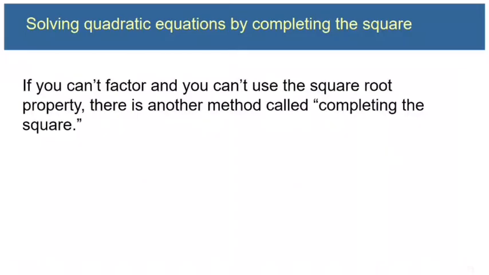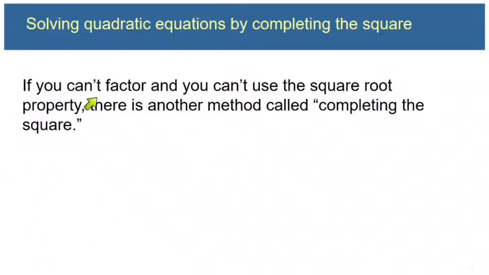Now, we've already said that if it's possible for you to factor a quadratic expression, then factoring is going to be the easiest way to solve that quadratic equation. And if you have an x squared equals k situation, in other words, you have no x term, or if you have a squared binomial equal to a number, then the square root property is going to be the easiest way for you to solve.